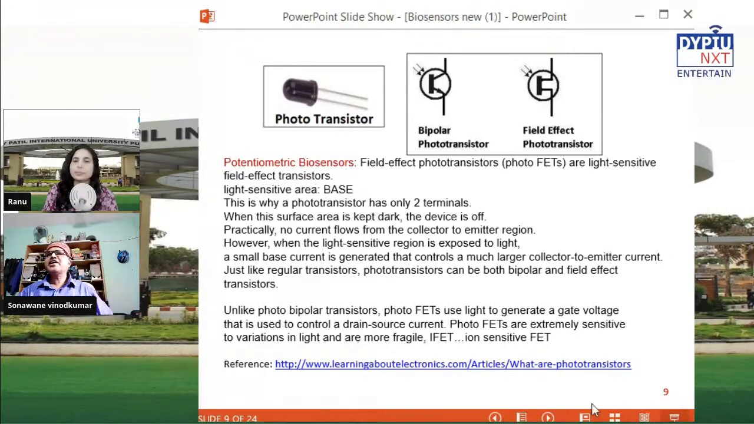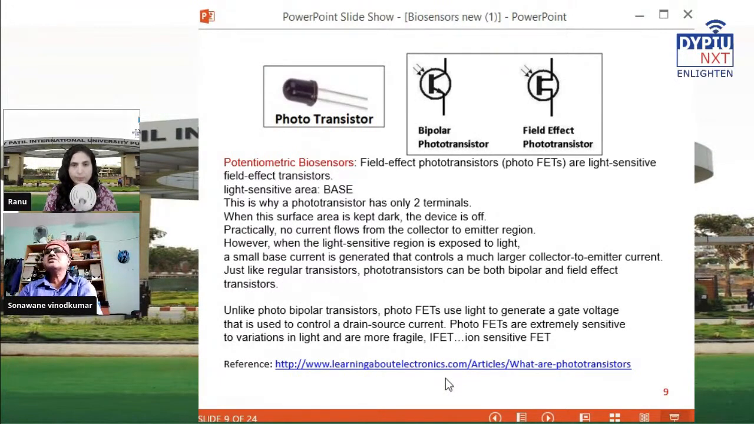There is a special kind of transistor called the field effect transistor, which is of very small size. Again, one has to go to this site and learn more about the field effect transistor, which is normally used in optical biosensors.